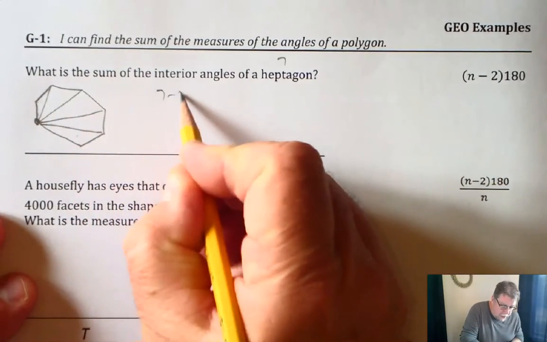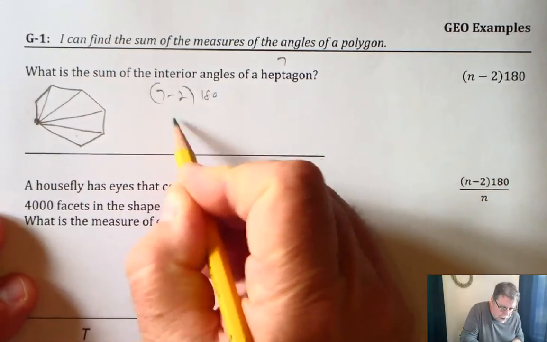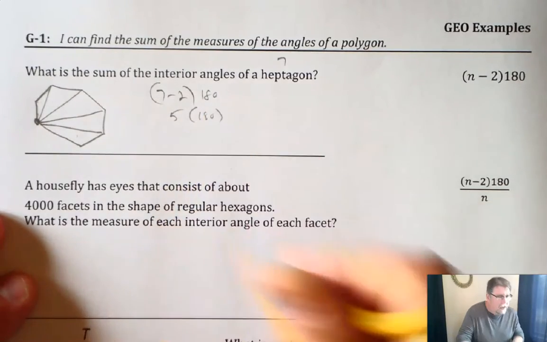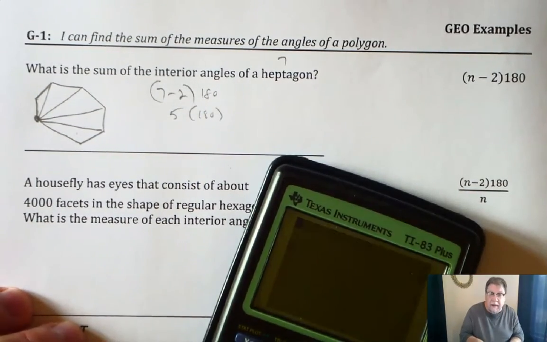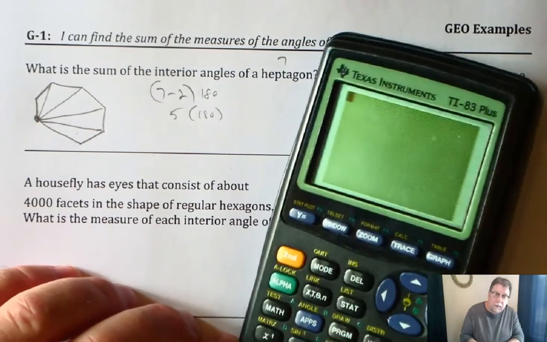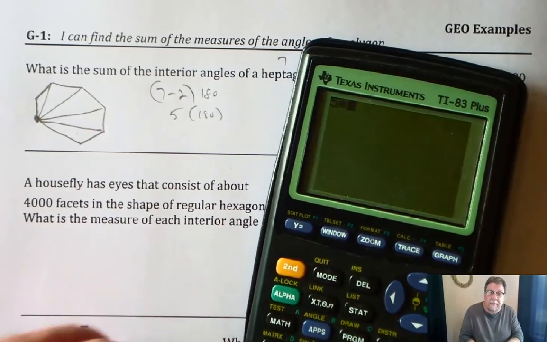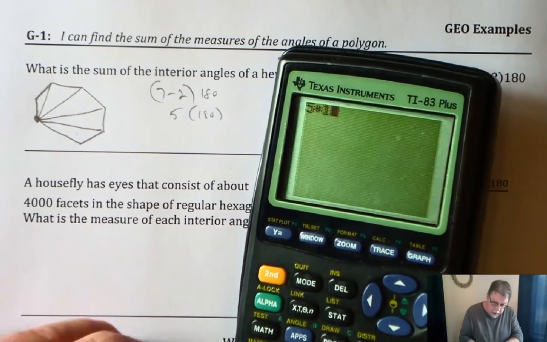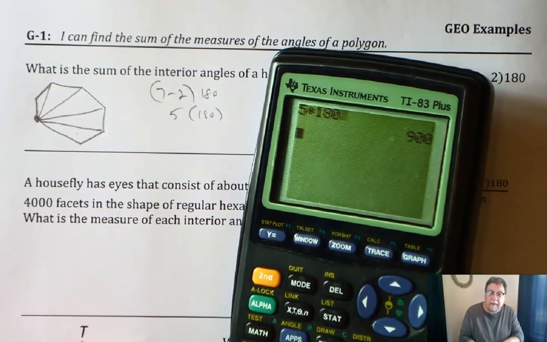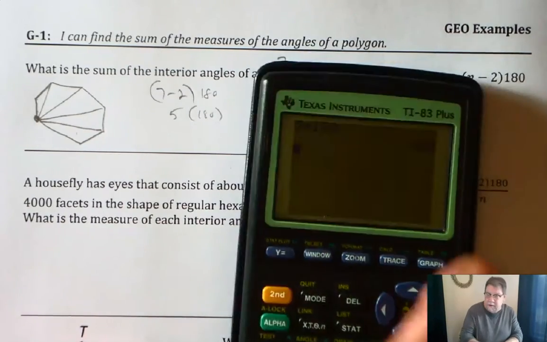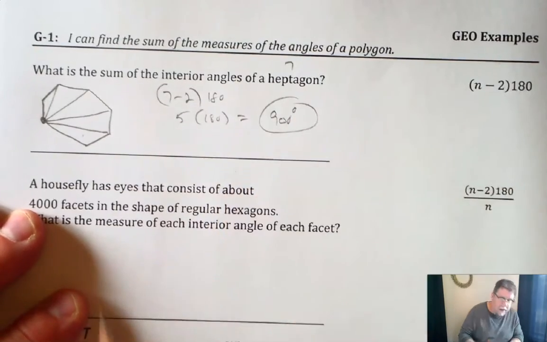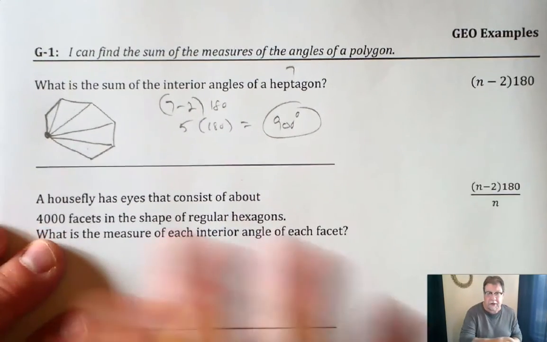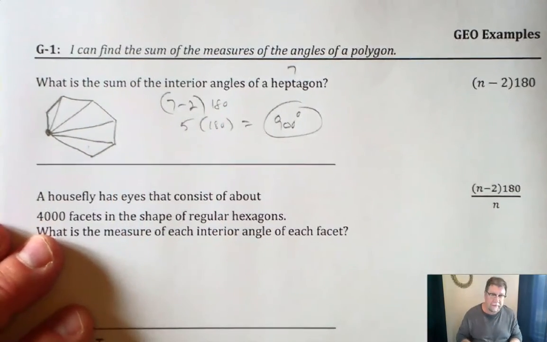So 7 minus 2 times 180 would be 5 times 180. I'm just going to grab my calculator here, and we're going to do 5 times 180. And that's going to give me 900 degrees. So 900 degrees would be the sum of every heptagon, not just this one, but every heptagon.